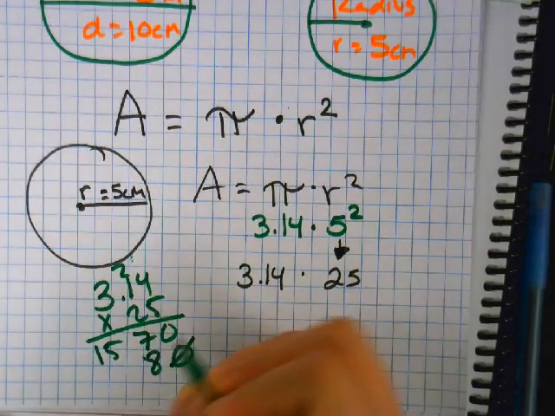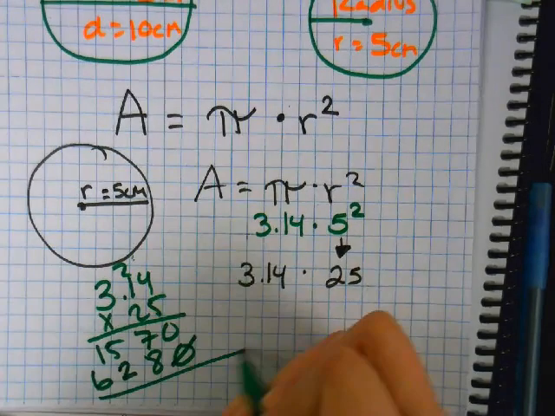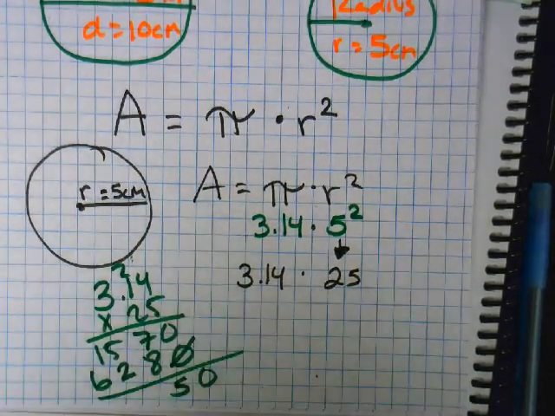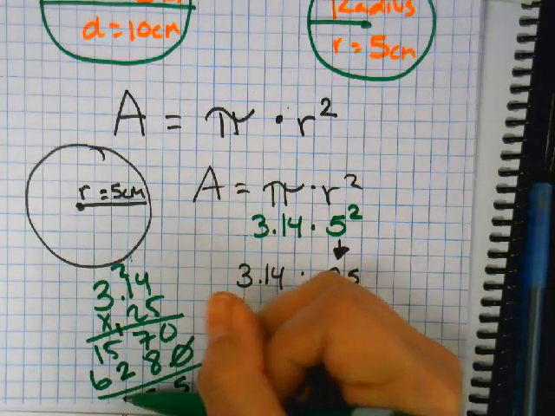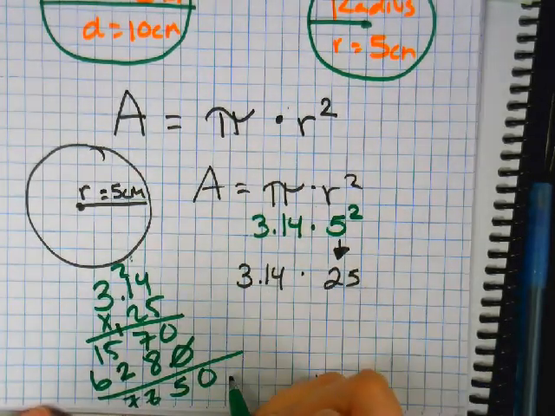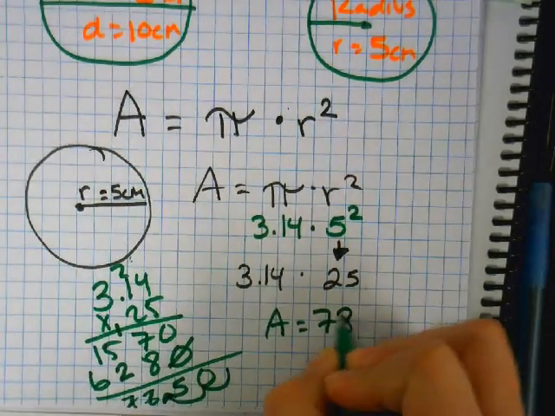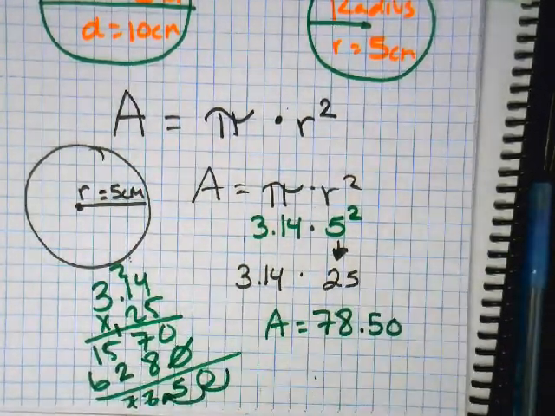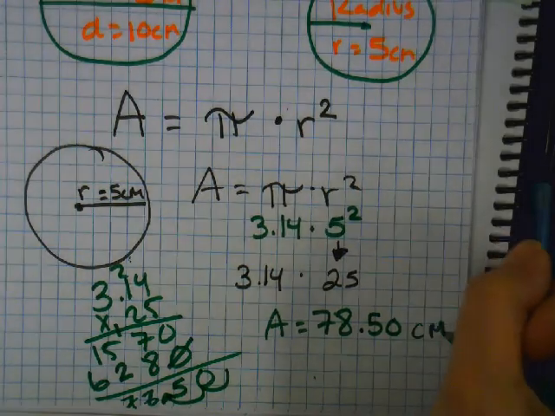78.5. Did I do that right? Yeah. 78.5. Okay. But what are my units? Centimeters squared. Forgot about that.